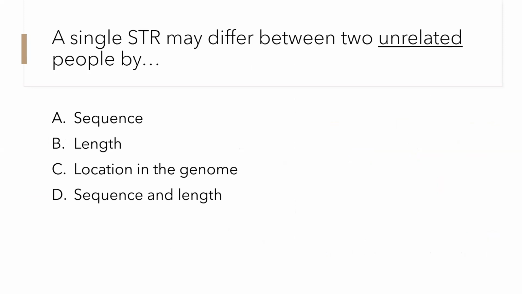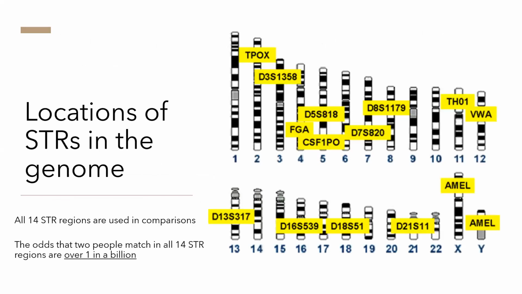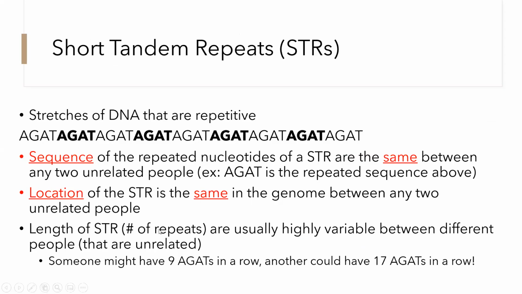So just a little bit of a review. A single short tandem repeat may differ between two unrelated people by sequence, length, location in the genome, or sequence and length. Think to yourself what you might put down as an answer. And in this case, the answer is length, right? We are two unrelated people, so that's going to likely differ by length. If we go back to this slide, you'll notice that length between individuals is highly variable, specifically if they're unrelated.